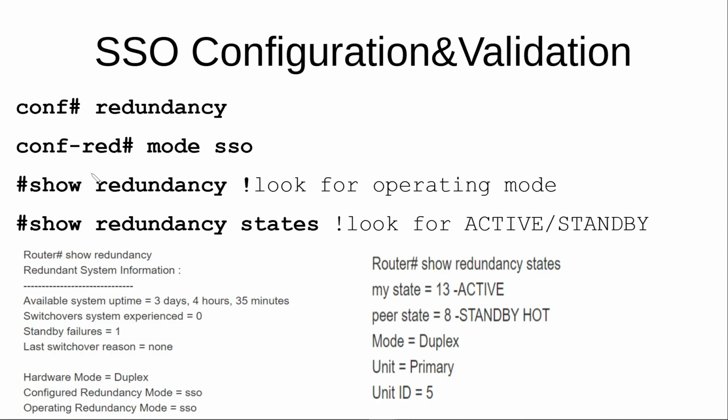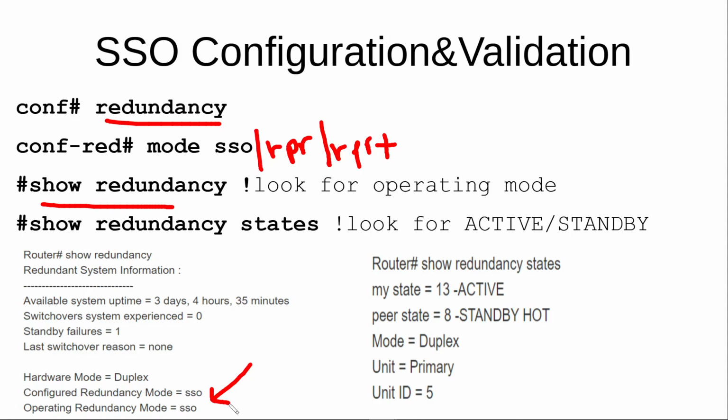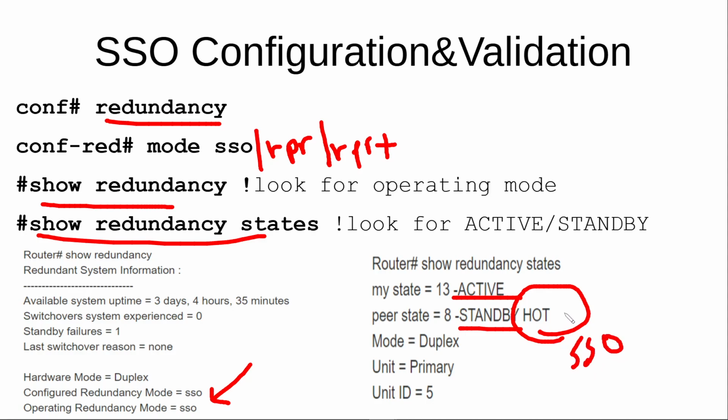So in order to configure, you will issue the command redundancy and then enter the mode. For all devices, you could enter here RPR or RPR plus, but who will need that, right? In order to validate your configuration, you can use show redundancy, look for the operating redundancy mode here, set to SSO, or show redundancy states, look for an active and standby device. Notice the word hot here. That means that you're using SSO. You can see here, for instance, warm if you're using RPR plus, or cold if you're using RPR.